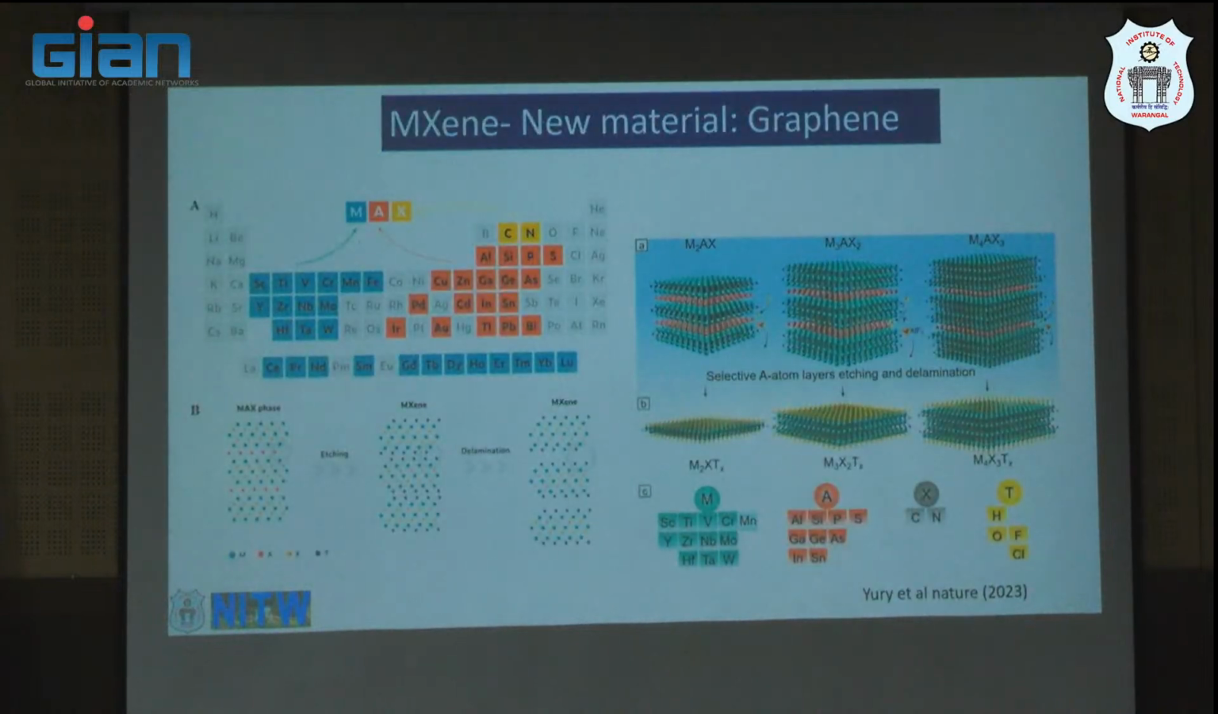Next we explored MXenes, which are 2D materials, where we take MAX phase materials. We have many families of MAX phases, out of which we have taken titanium aluminum carbide.